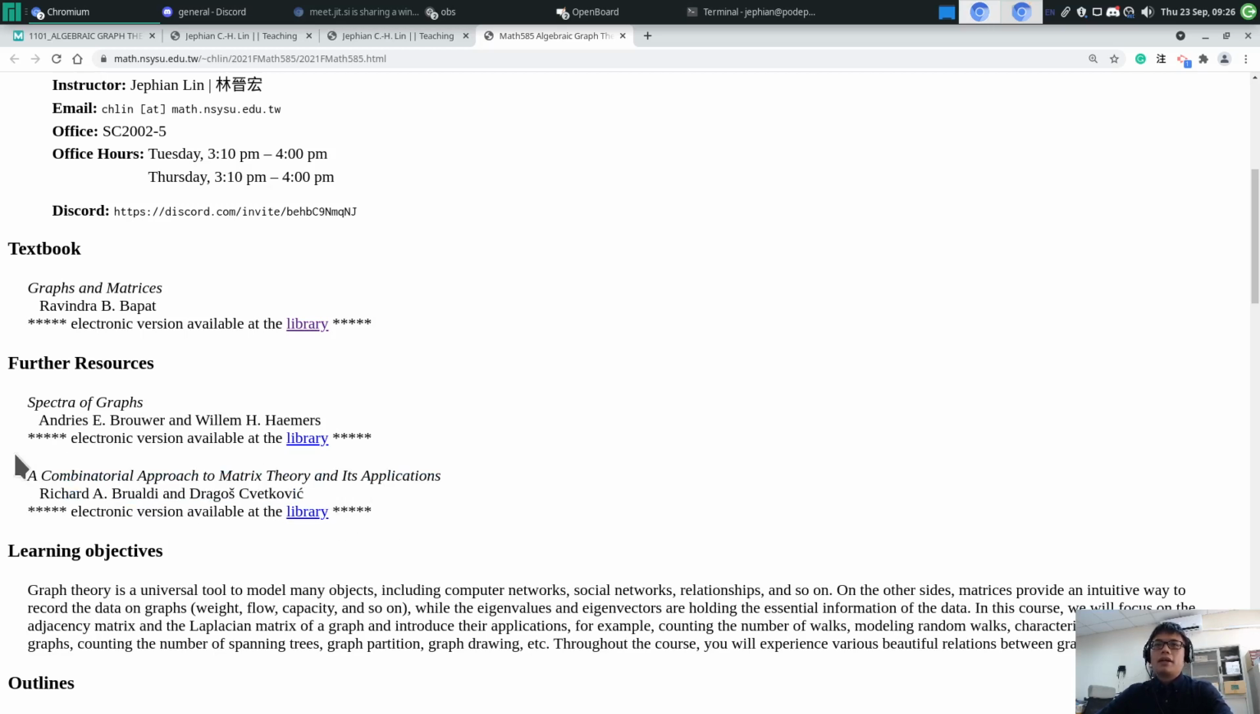So these two are some resources. If at some point you feel like the homework is too hard, maybe they have some resources there.